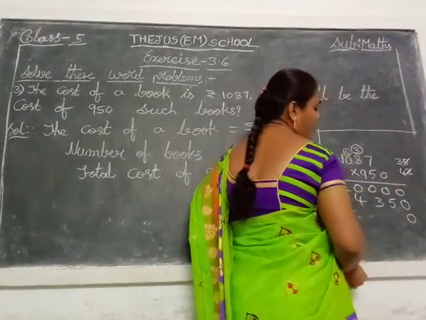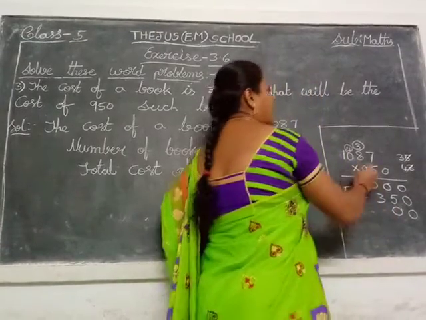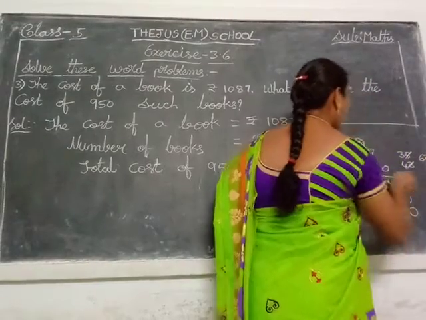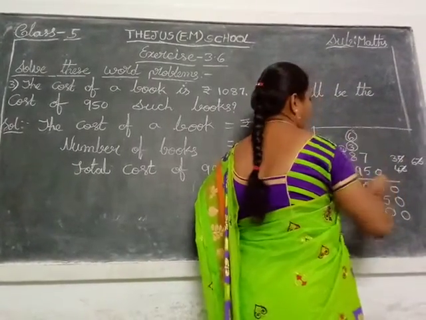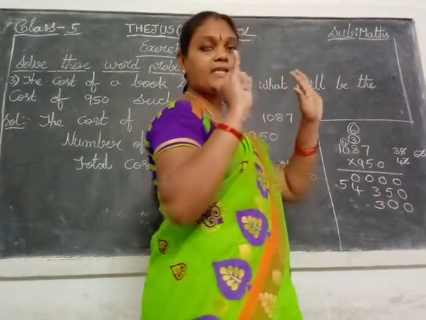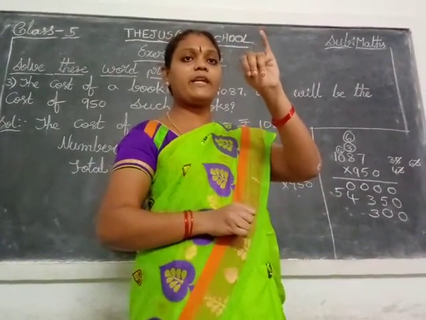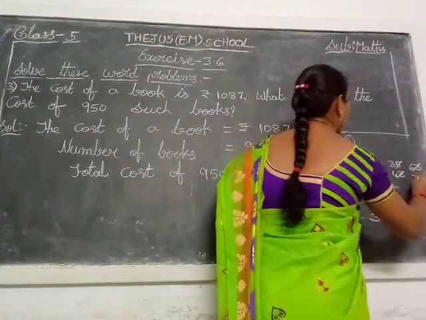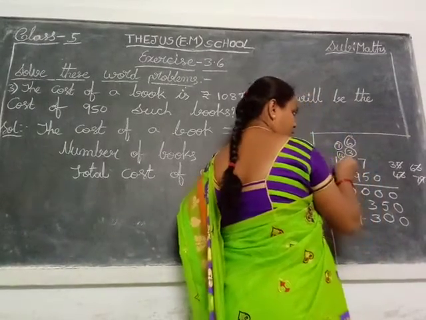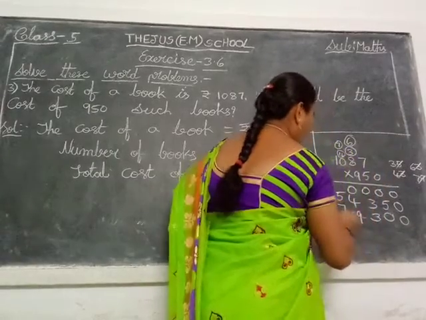Now ones place multiplication completed, tens place multiplication also completed. Now hundreds place, 9 sevens are 63. 3 here and this 6 next number upside. Now 9 eights are 72. 72 keep in your mind, take 6 fingers, after 72: 73, 74, 75, 76, 77, 78, 79. So 79, 9 right here, 7 next number upside. 9 zeros, 0 plus 7, 7. Now 9 ones are 9.